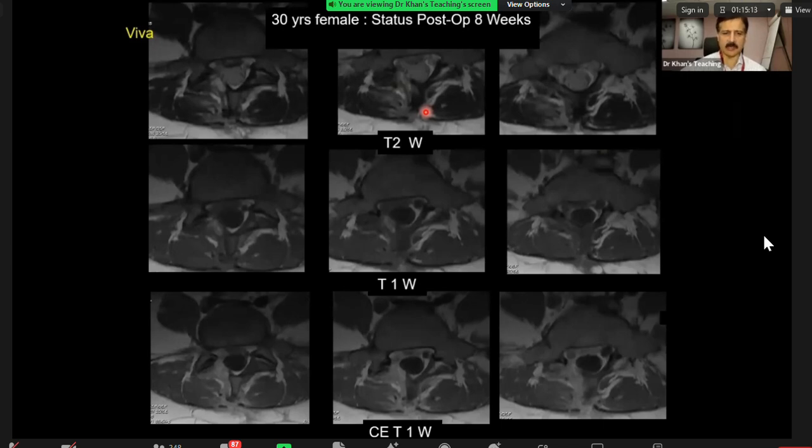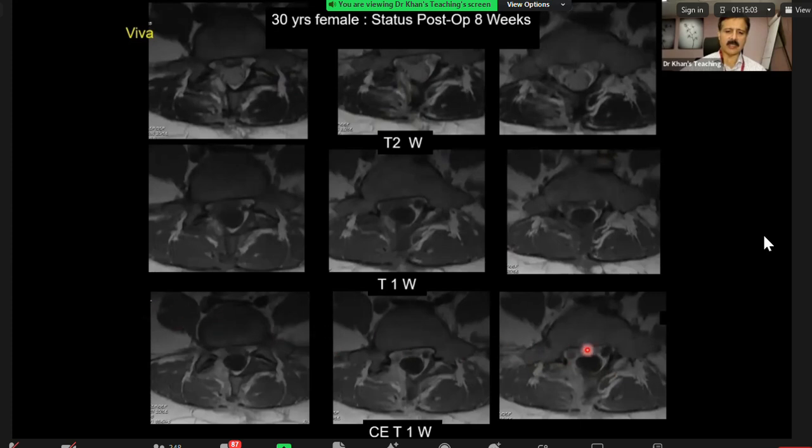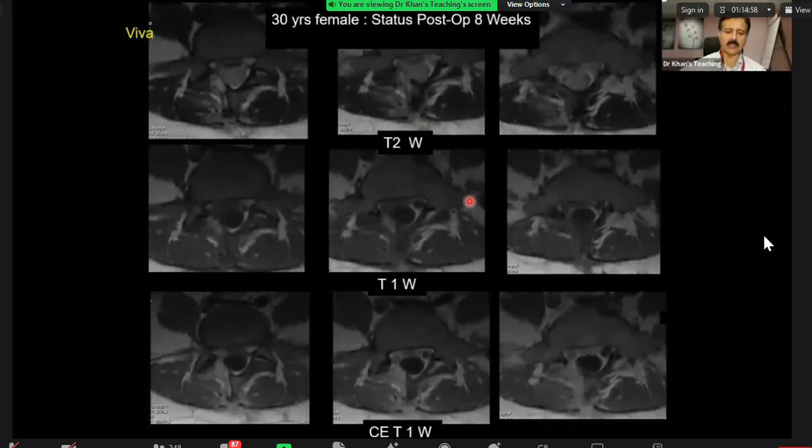imaging again. So we have done a T2 weighted sequence. And then we have done here, this line here is contrast enhanced T1. This line is T1 without contrast. Over to you. What is the important point? How will you report this case?